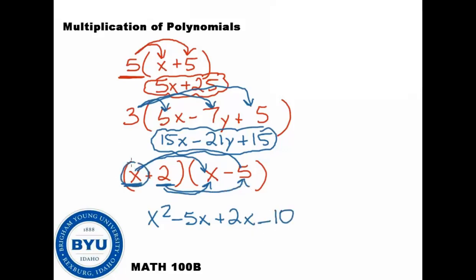Again, we're just taking this value and making sure it gets distributed to everything here, and then taking this value and making sure it gets distributed to everything in the other parenthesis. So we're almost done here. Basically, all we got to do now is combine the like terms. We have negative 5x plus 2x. That comes out to be negative 3x. And so our final answer is x squared minus 3x minus 10.